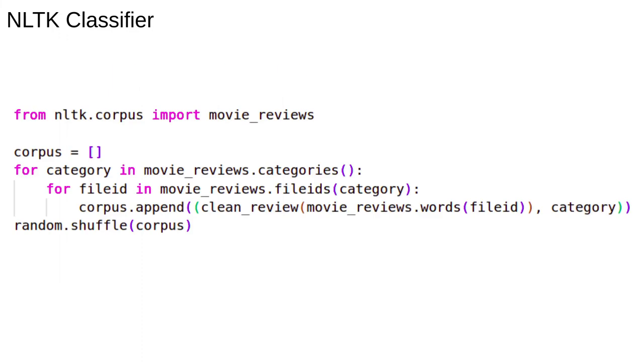The first thing we need is training data. NLTK has a movie review dataset, 2,000 movie reviews, categorized as positive or negative. This code loads them into a list. Note that we mix them up in the end. This will be convenient when we come to split the corpus into training and test data. We are calling a function called cleanReview, which is our text cleaning pipeline, so we'd better define it.